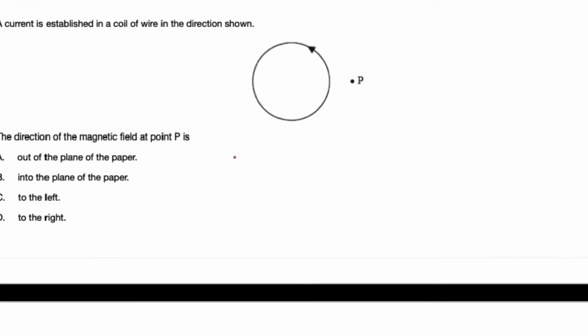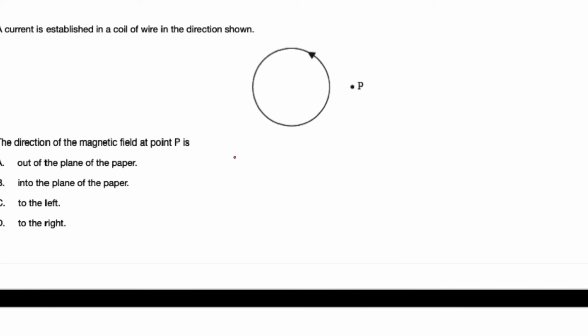A current is established in a coil of wire as shown below. The direction of the magnetic field at point P is what? So if you curl your fingers in the direction of the current, your thumb will be pointing out of the screen. So inside the coil, the magnetic field points out of the screen. So outside the coil, the field must be pointing into the page. So for point P, it's going to be pointing into the page. So B is the answer.